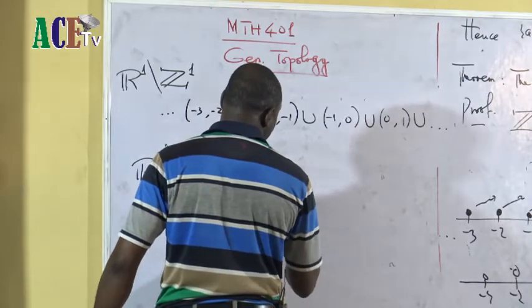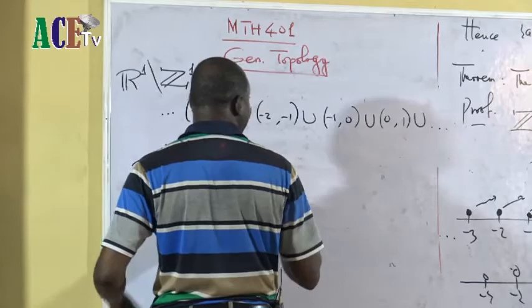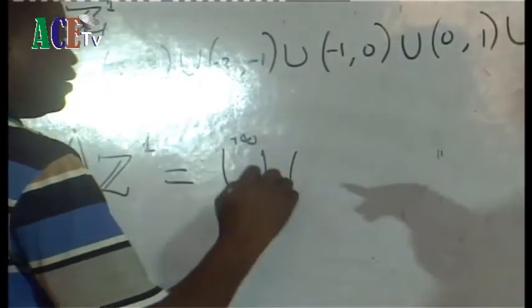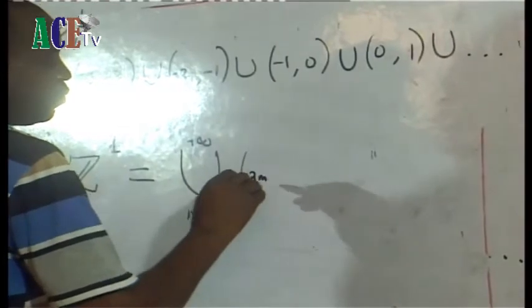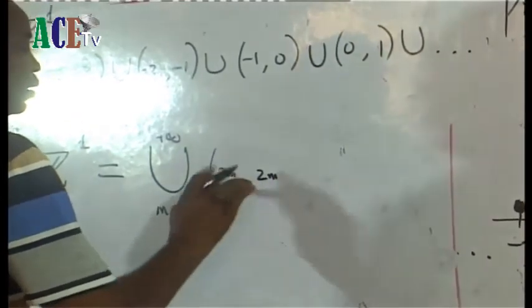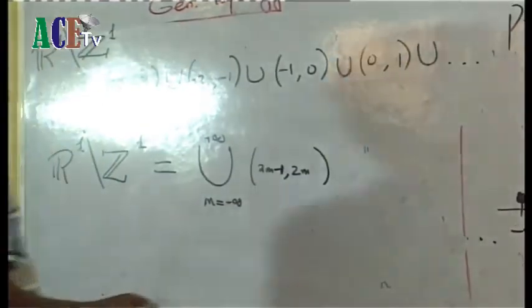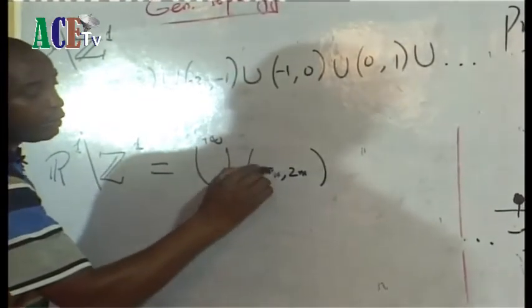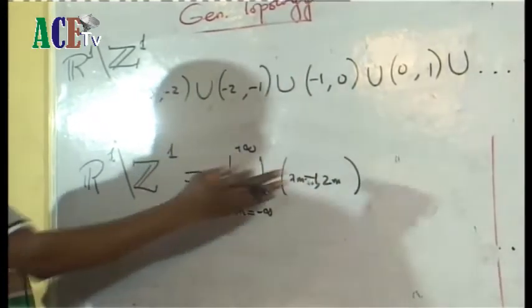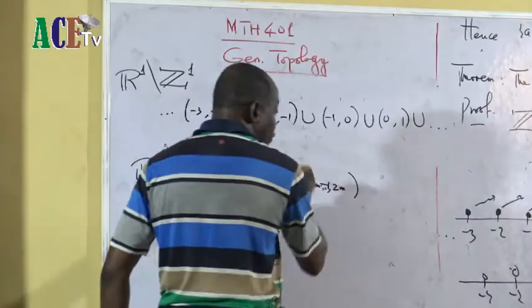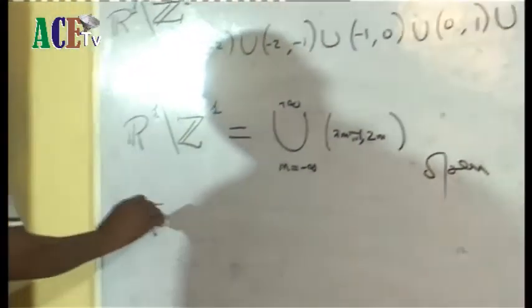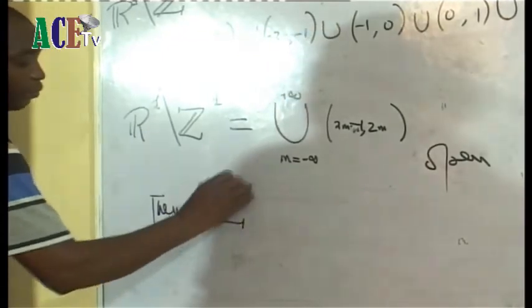Therefore, this can now be written as the union, with n from minus infinity to plus infinity, because it stretches to the left and to the right, of the open intervals between the even and the odd numbers. Of course, the numbers are arranged as odd, even, odd, just like that. So this is a union of open sets, and this is also open. So thus, if this is open, then Z in R1 is closed.